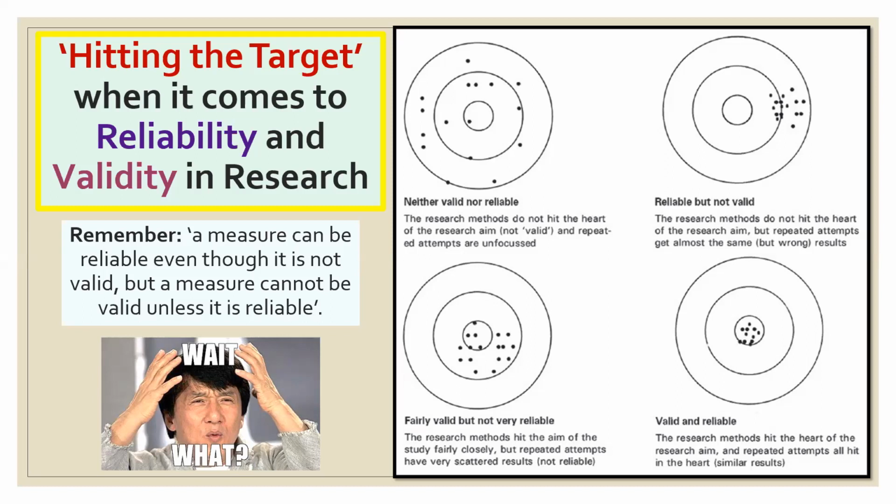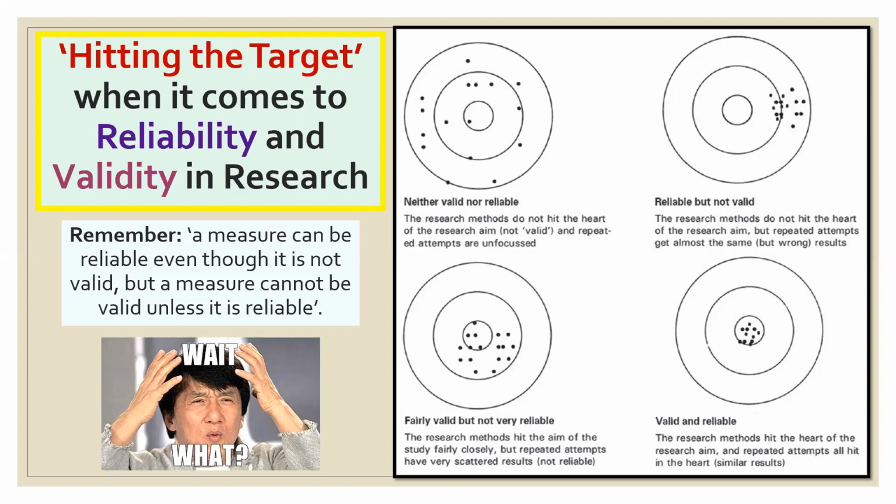But a measure cannot be valid unless it is reliable. So I can't use a measure each time and expect it to show the same results unless that measure shows me the same results each time I use it, okay? So if this guy steps on the scale and one time it's 70, the next time it's 82, the next time it's 92, I'm gonna be like, what on earth is this scale doing? I just have to chuck this out the window because this scale is not reliable. It's not showing me the same results each time. And for that reason, I cannot expect to use this as a valid measurement at all. Okay, so that's what we say when a measure can be reliable even though it's not valid, but a measure cannot be valid unless it is reliable.